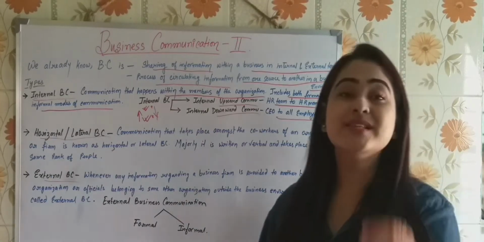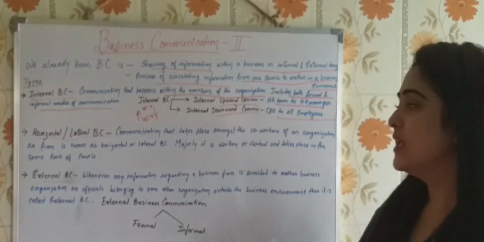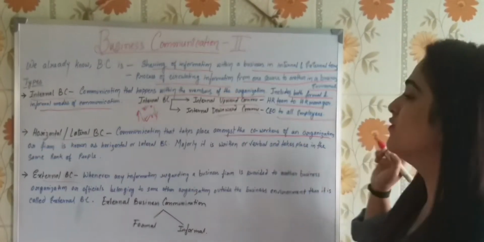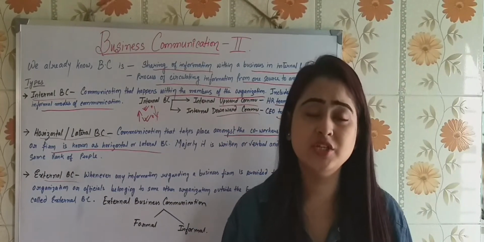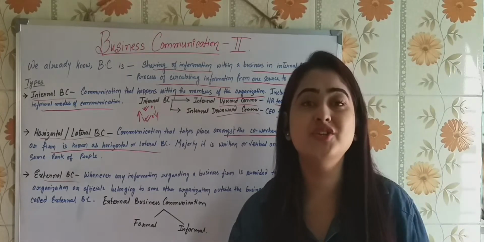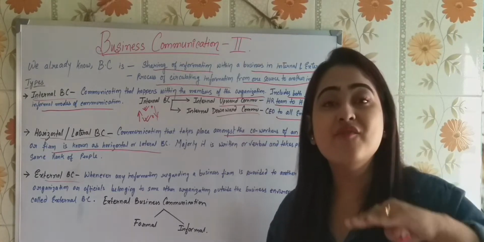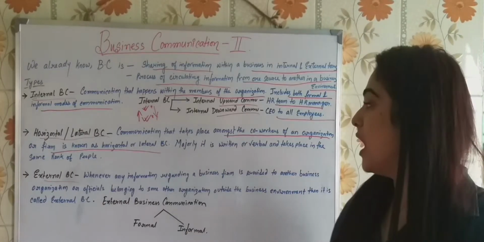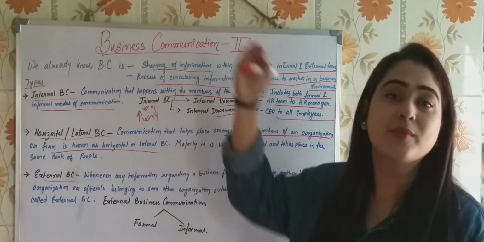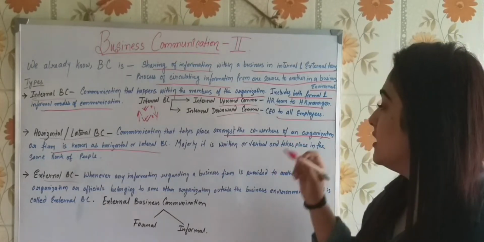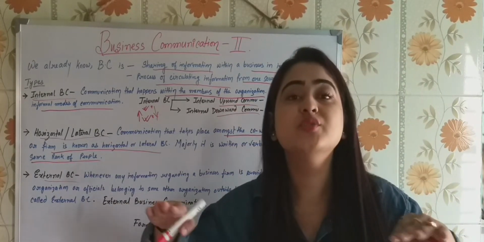That is horizontal or lateral business communication. Means what? Communication that is taking place amongst the co-workers of the organization or firm is known as horizontal or lateral business communication. Between co-workers, information is passing, and whenever we are saying co-workers, means what? Same level, information is getting passed on. It's not coming from upper hierarchy to lower hierarchy or lower hierarchy to upper hierarchy. Okay, what is happening? It is taking place among people belonging to the same rank.